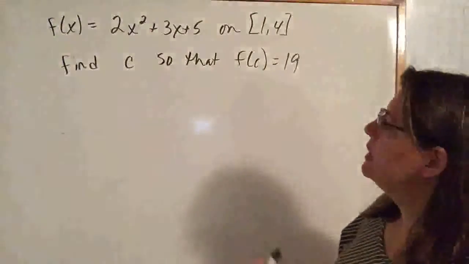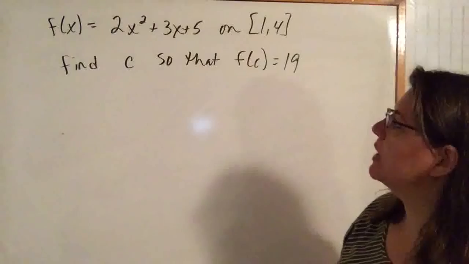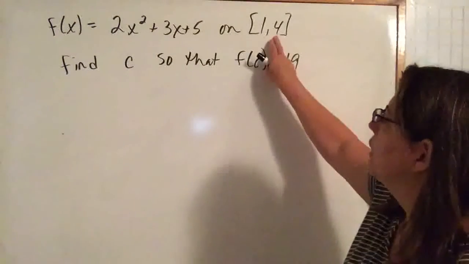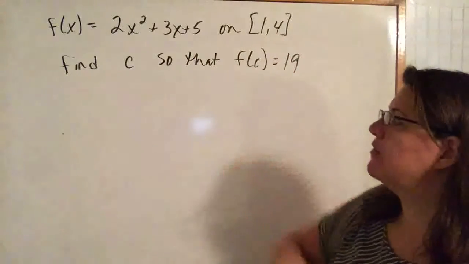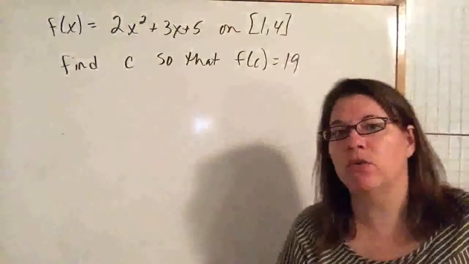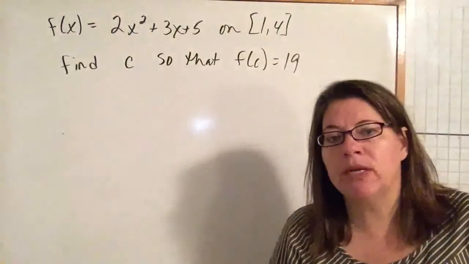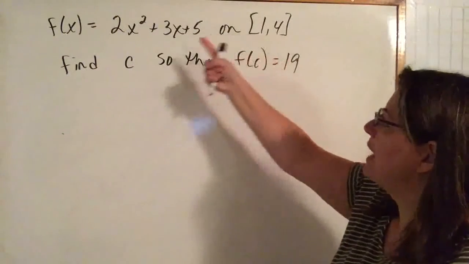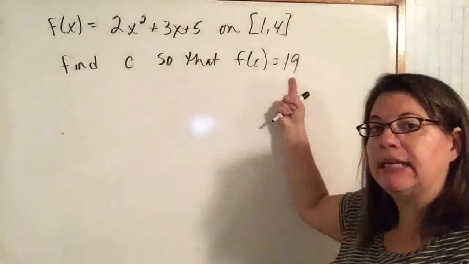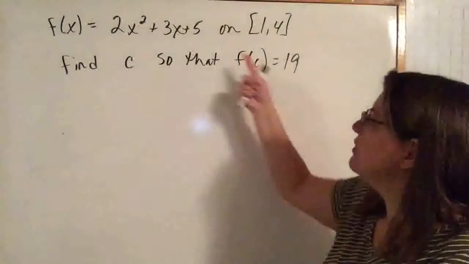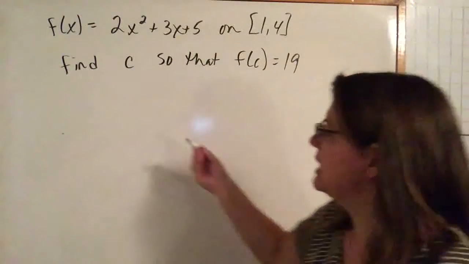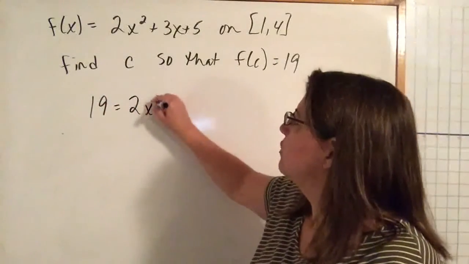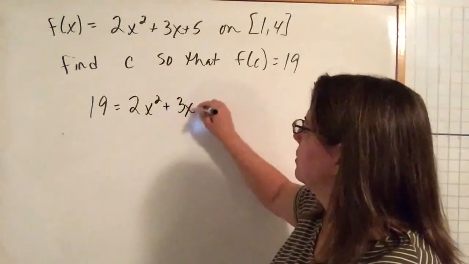In this example, it's telling us that f of x equals 2x squared plus 3x plus 5. We have a closed interval, 1 to 4, and they want us to find the c value so that f of c equals 19. So in this one, they want us to show that there is a c value within this interval where that function will equal 19. So what I have to do is set that function equal to 19. So 19 equals 2x squared plus 3x plus 5.